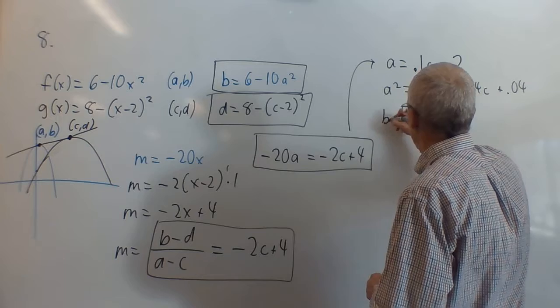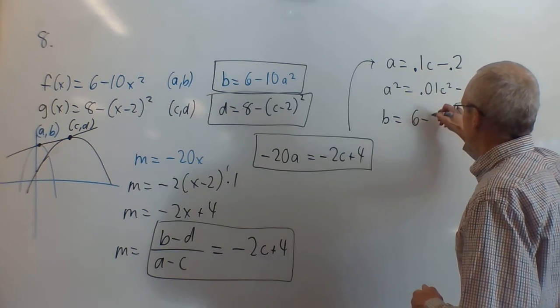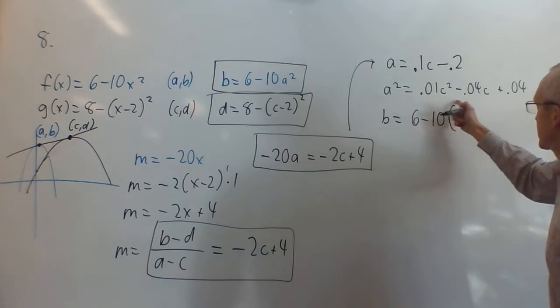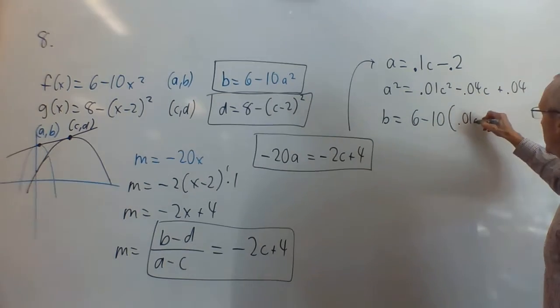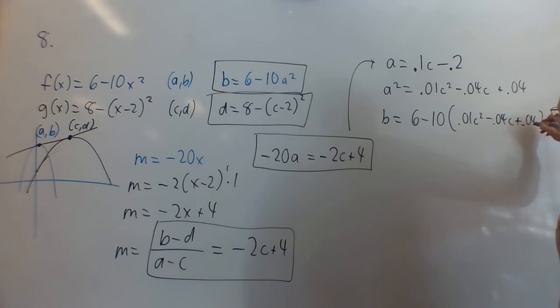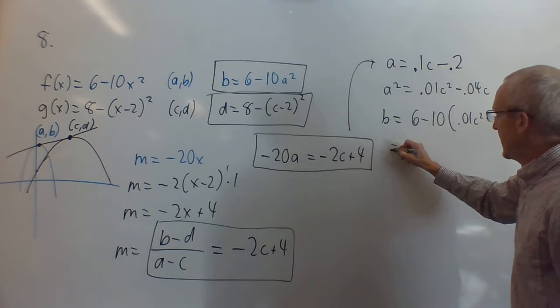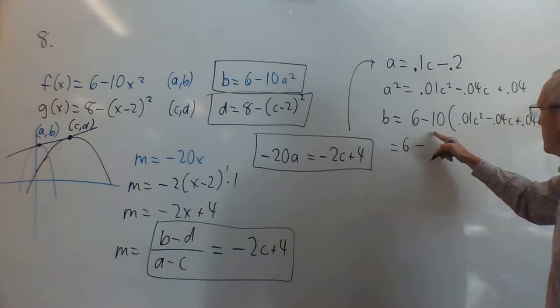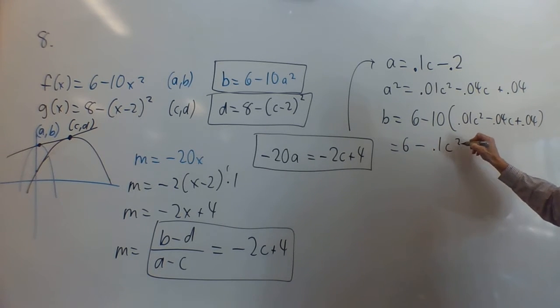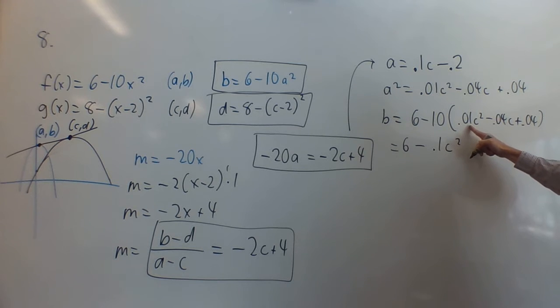So B is 6 minus 10 times A squared, right? 6 minus 10A squared. A squared is this. So 0.01 C squared minus 0.04 C plus 0.04. That's easy math. Just change the decimal. Minus 10 times that is 0.1 C squared, right? Just move the decimal over 1. 10 times 0.01 is 0.1.